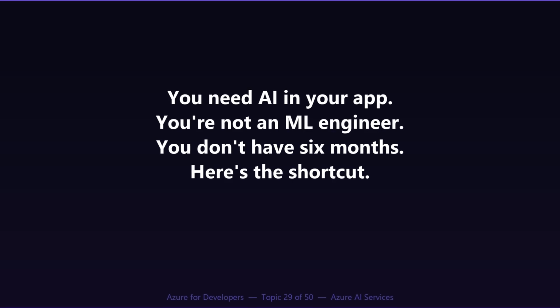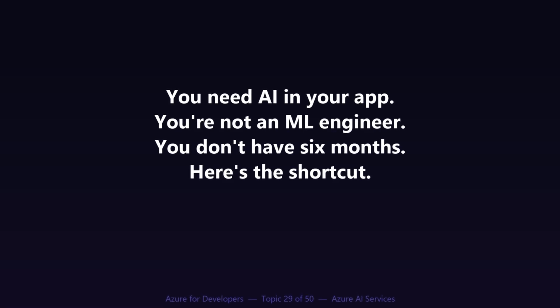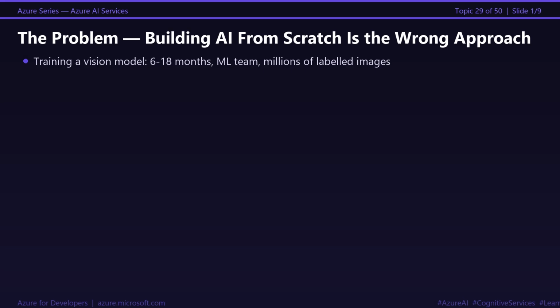Here is the mistake most development teams make when they need AI. They decide to build the model themselves. Hire a data scientist. Collect training data. Label it. Train. Evaluate. Iterate. 6 months later, the model is mediocre and the team is exhausted.